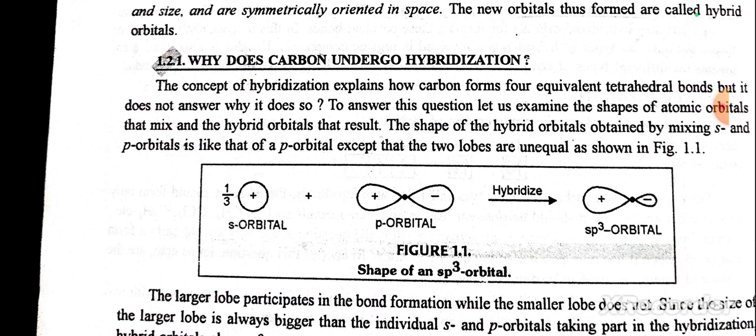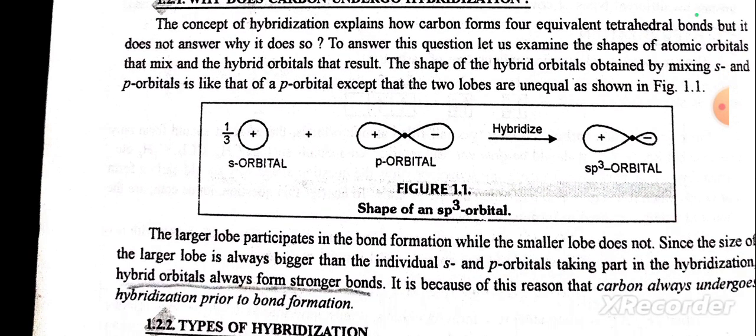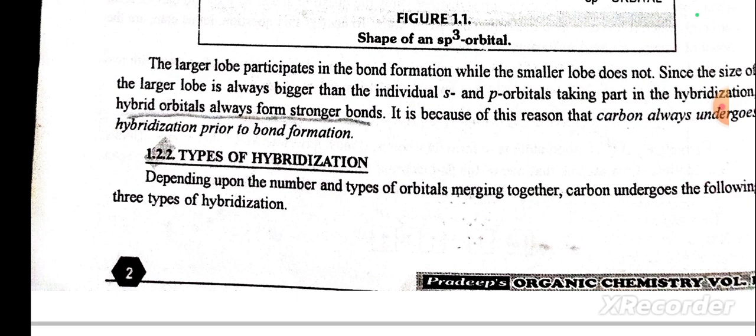To answer this question, let us examine the shape of the atomic orbitals that mix and the hybrid orbitals that result. The shape of the hybridized orbital, a mixture of the s and p orbitals, is like that of a p orbital, except that the two lobes are unequal, as shown in figure 1.1. The larger lobe participates in the bond formation while the smaller lobe does not.